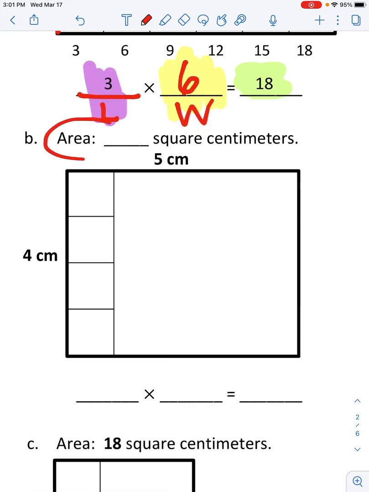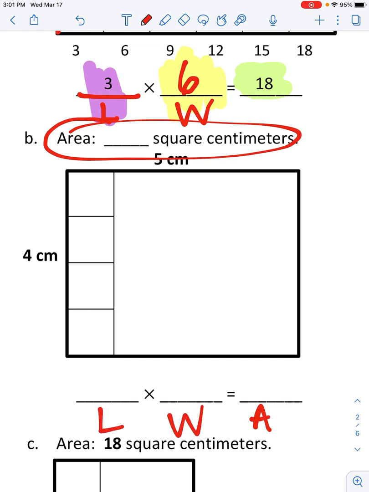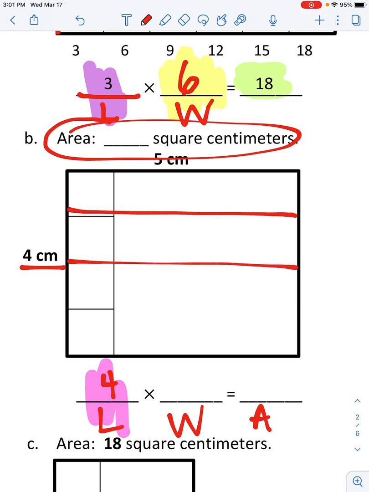This time, did they give us the area? Nope. So the area, we don't know. The length and the width, we must know those. So the length, they said, was 4. So I'll write 4 in. I know that I have 4 rows of, well, they said the width was 5. 4 rows of 5. So I need to make 5 columns.